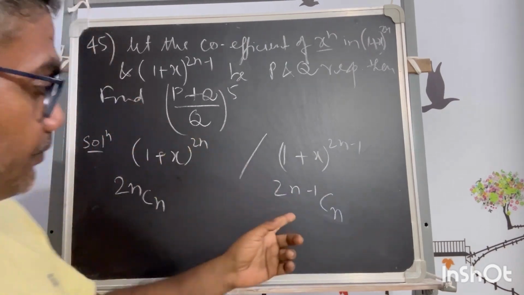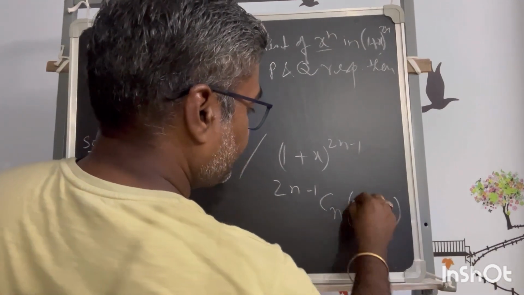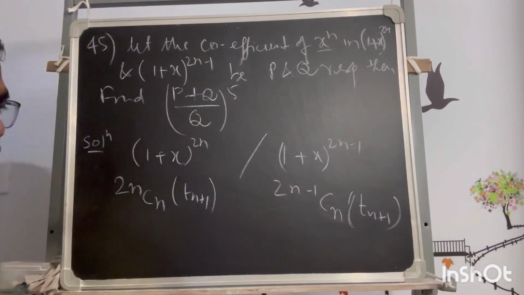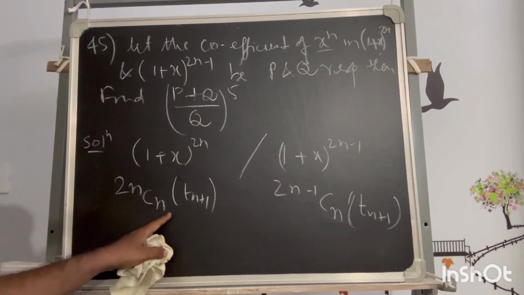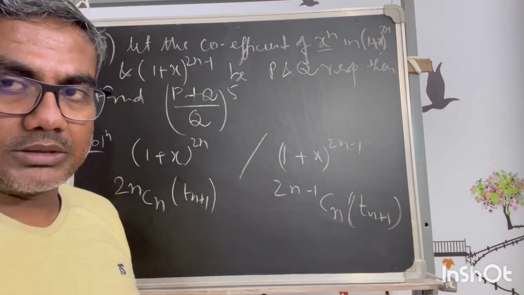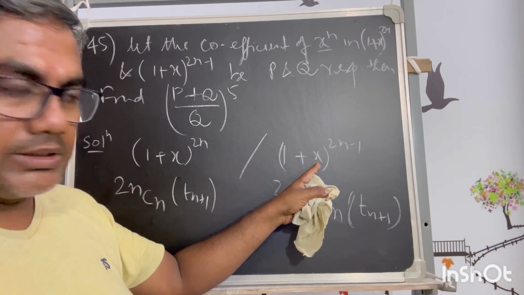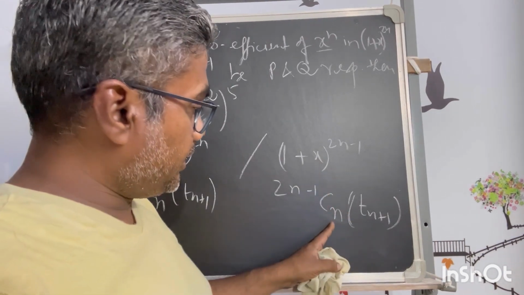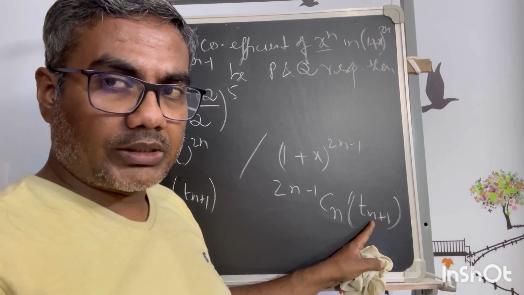Okay, so this is the (n+1)th term here, and this is also the (n+1)th term here. In both cases, the (n+1)th term only will get C(n) and x to the power n. Here also we will get a similar term, because the second term is x one power less, so the term will get x to the power n, that also to be n plus 1. Understood?